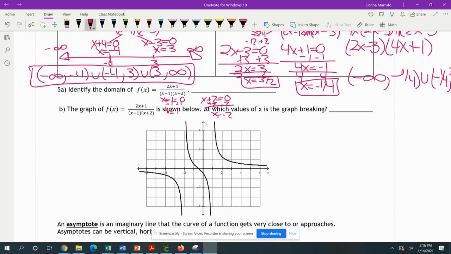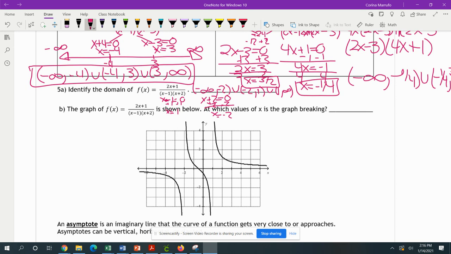So for our domain, it's going to go from negative infinity to negative 2. Then we're going to have a little gap. Then it's going to go from negative 2 to 1. And then we're going to have a little gap again. And then we're going to go from 1 all the way up to infinity.